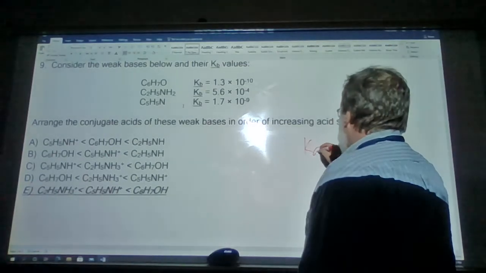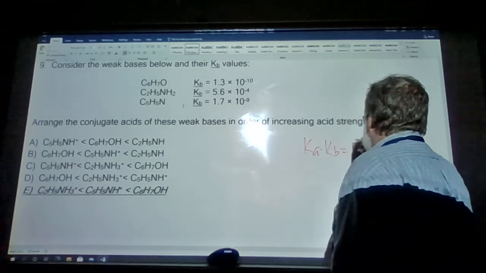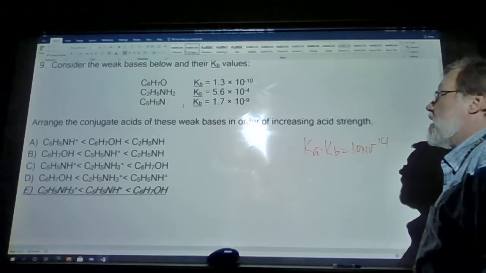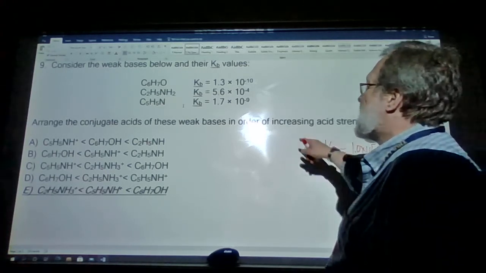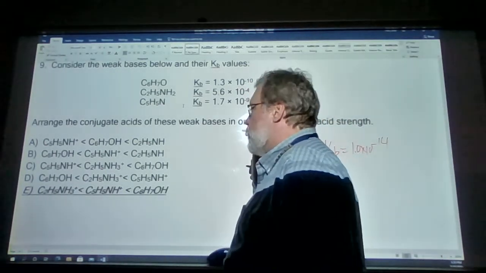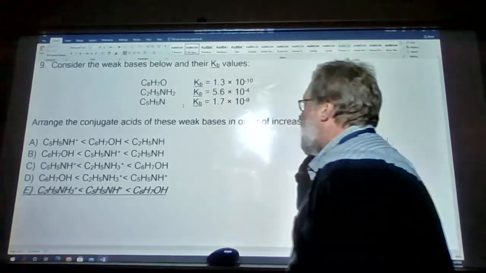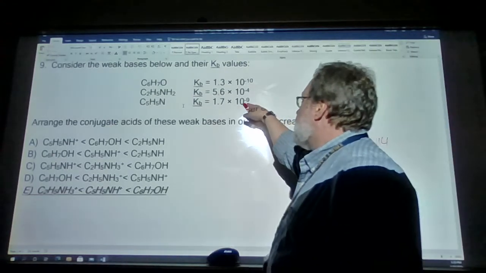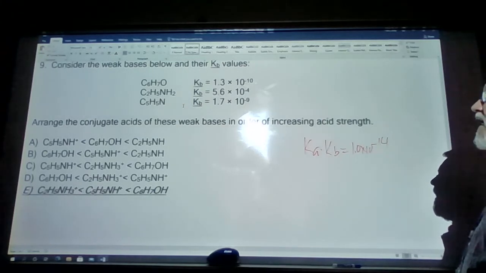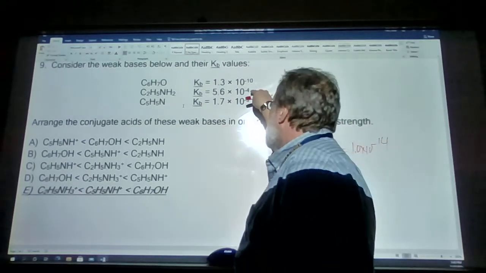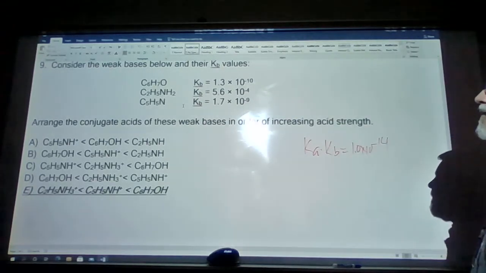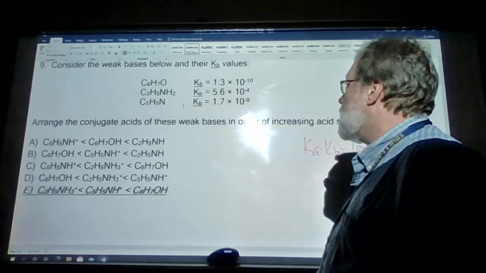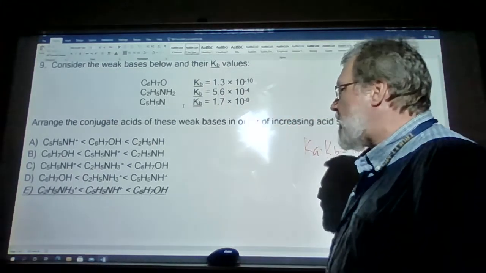Ka times Kb is equal to 1.0 times 10 to the minus 14th. If we know Kb, we can figure out what Ka is. But generally, something times 10 to the minus 10th is going to be a stronger acid than something that's 1.7 times 10 to the minus 9th. This material that's 5.6 times 10 to the minus 4th is a stronger base than either of these two. But this means that this is going to be a weaker acid.